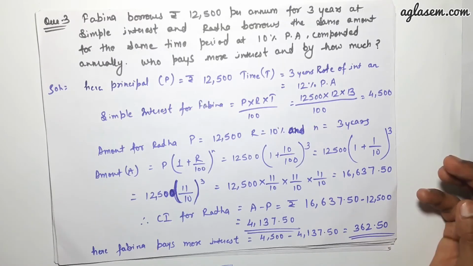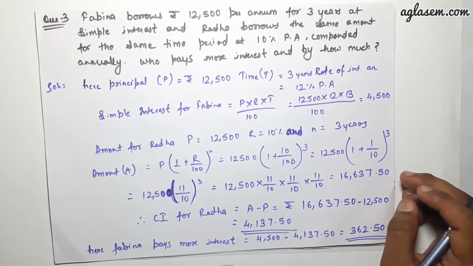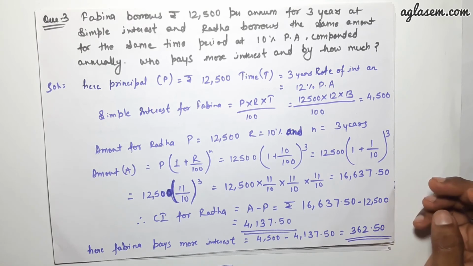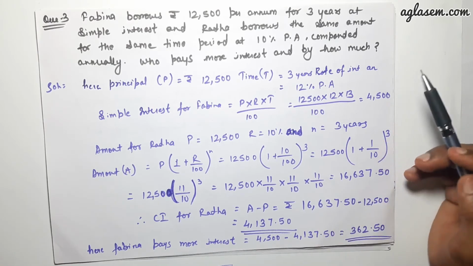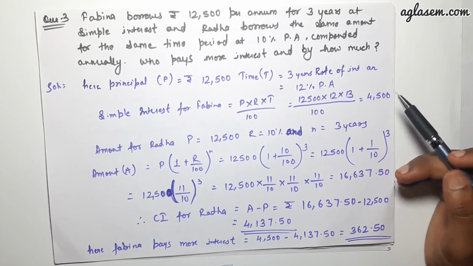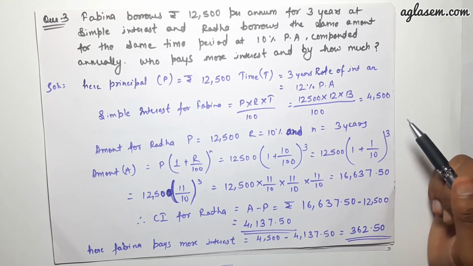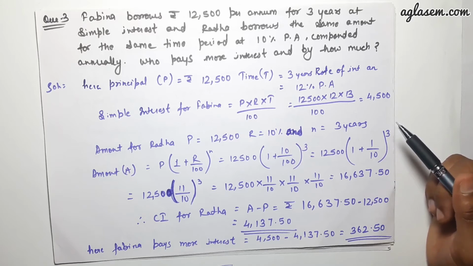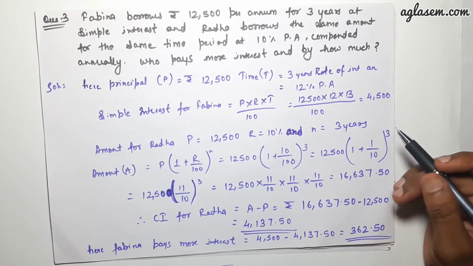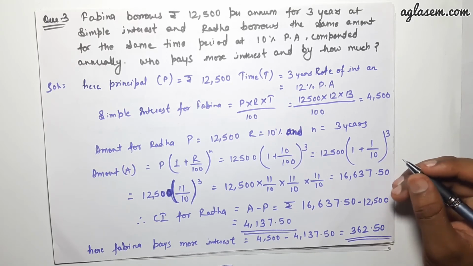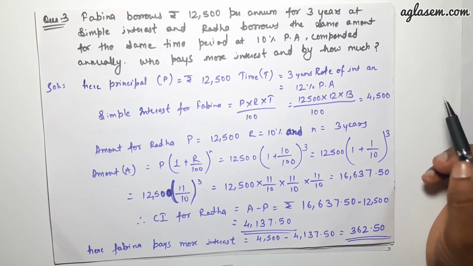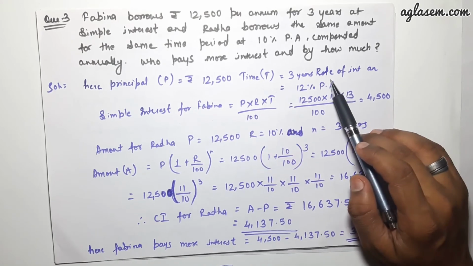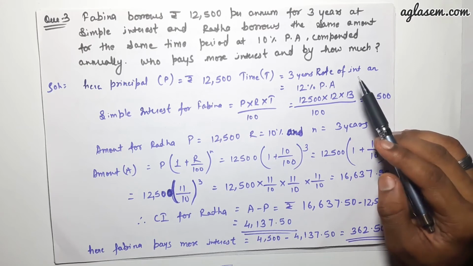rupees. Question number 3. In this question, it is written Fabina borrowed rupees 12,500 per annum for 3 years at simple interest, and Radha borrowed the same amount for the same time period at 10% per annum compounded annually. Who pays more interest and by how much? Here the P is equal to 12,500, time is 3 years, rate of interest is 12% per annum.